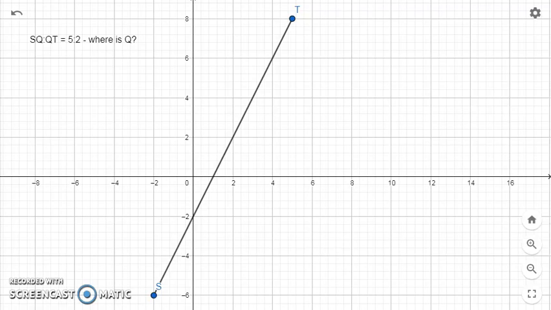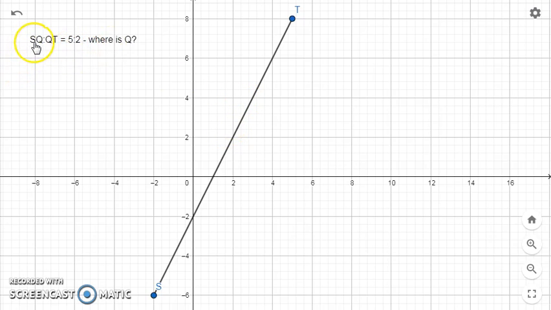So let's take a look at this more challenging problem. We have to find a place for point Q that separates this segment into a ratio of 5 to 2. That means 5 parts versus 2 parts. We have to figure out where Q is going to go along here to separate the segment accordingly.